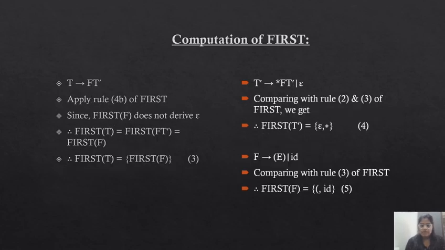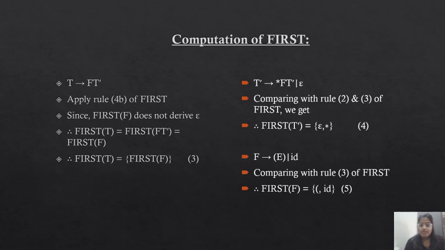And next, T tends to FT dash. This is the second production. So apply rule 4B of FIRST. Since F does not derive epsilon, FIRST of T is equal to FIRST of FT dash, which is equal to FIRST of F.